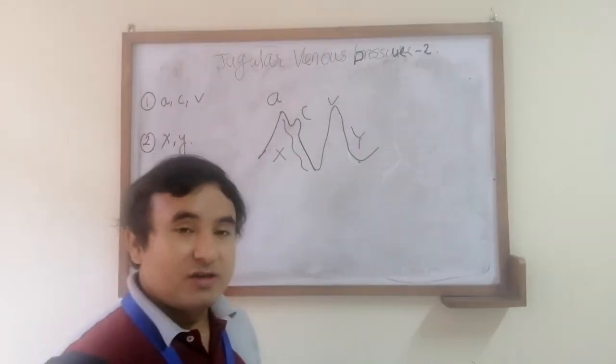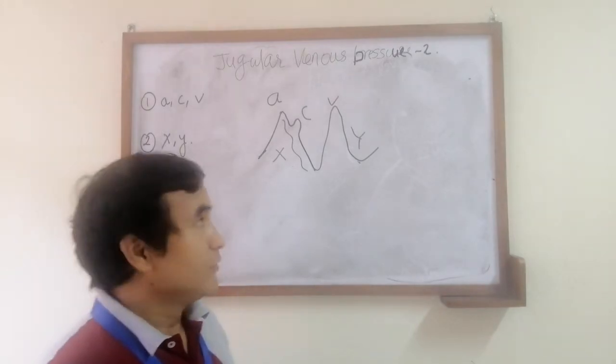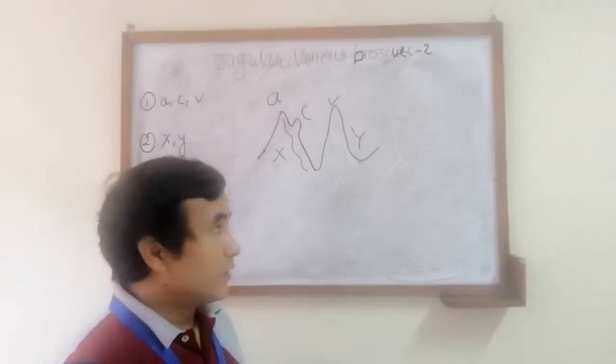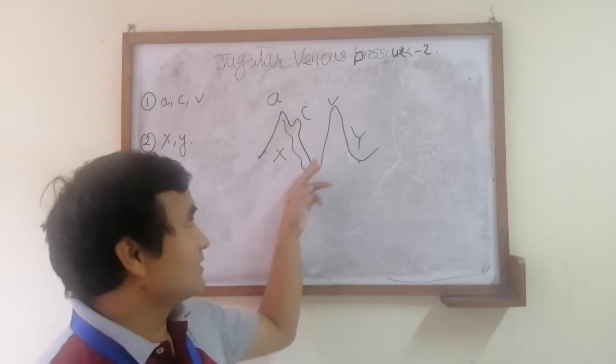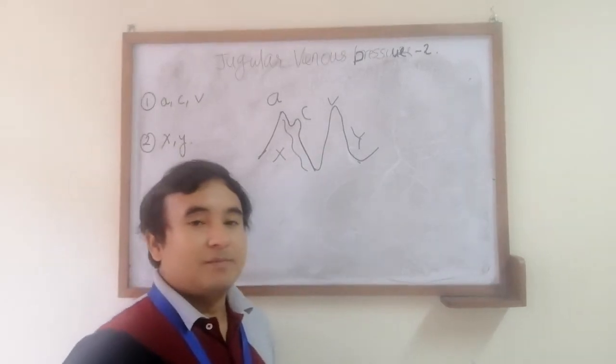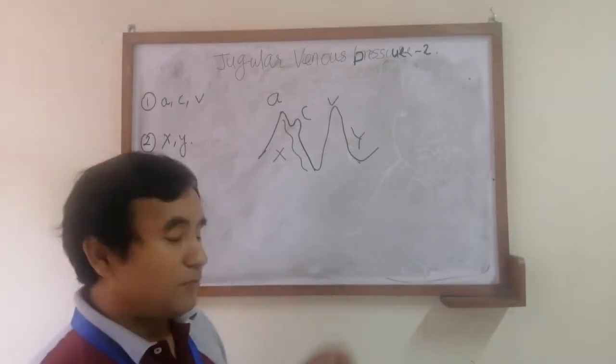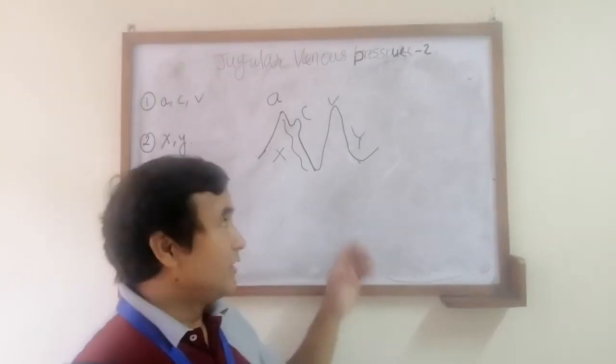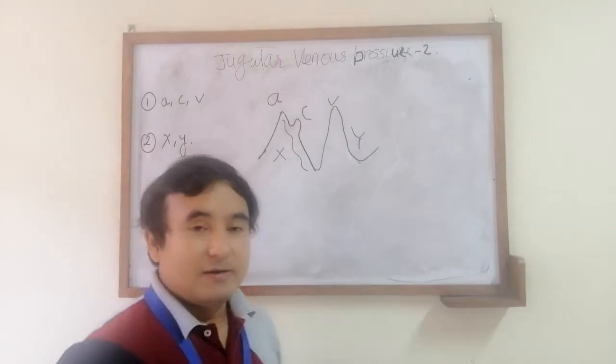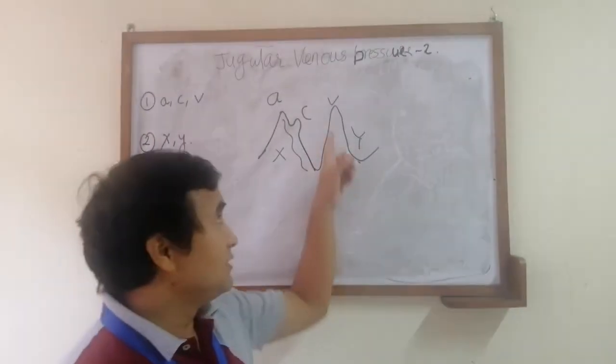X is because of atrial relaxation. V is because of atrial filling. Once the atrium gets relaxed, it is filled by the blood drained by the vena cava. When the blood is coming towards the atrium, it definitely increases the intra-atrial pressure. That's why you see the V wave.